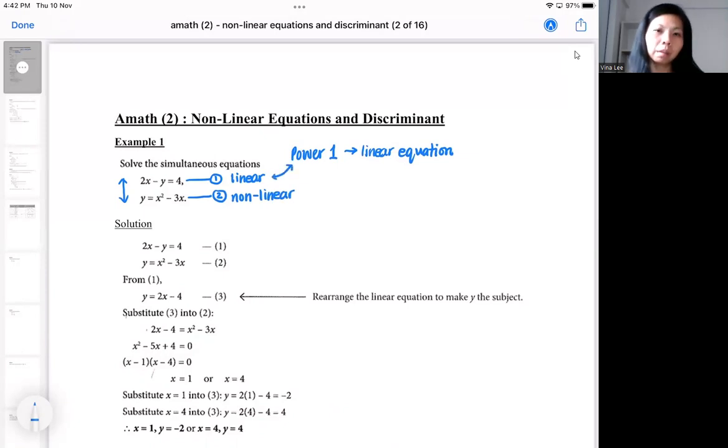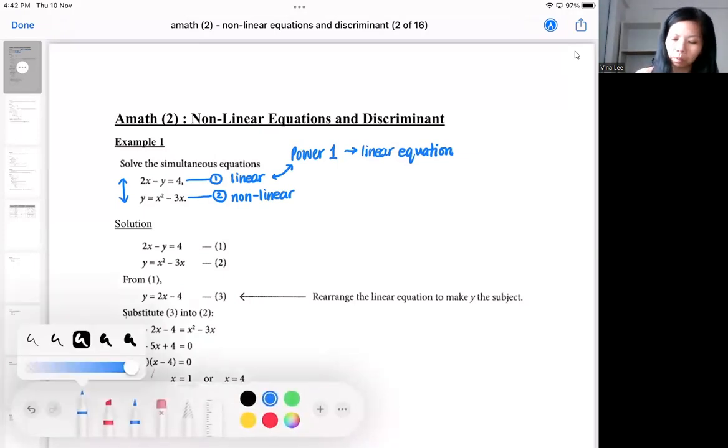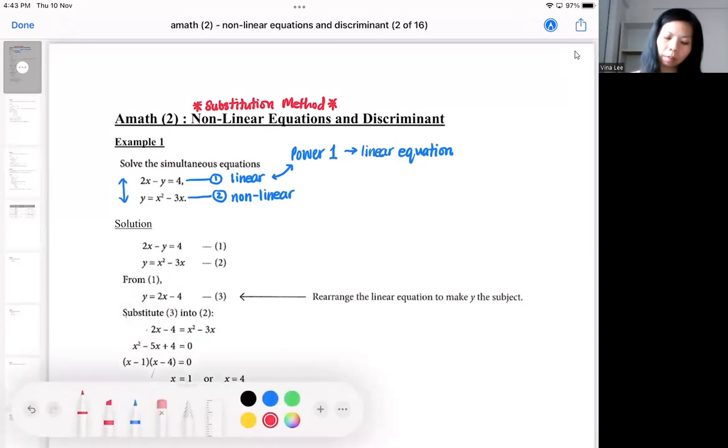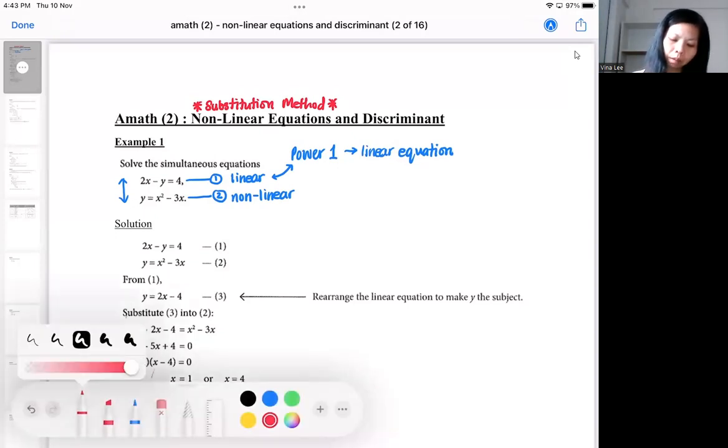Why do you need to recognize a linear equation? Because usually from the linear equation, you've got to make a subject. When you are doing a simultaneous equation, linear with non-linear, there is only one method. You cannot do elimination anymore. You can only do the substitution method. The elimination method is no longer applicable when you are doing simultaneous equations with one linear and one non-linear. So detect the linear first. The linear is the one that you make a subject.